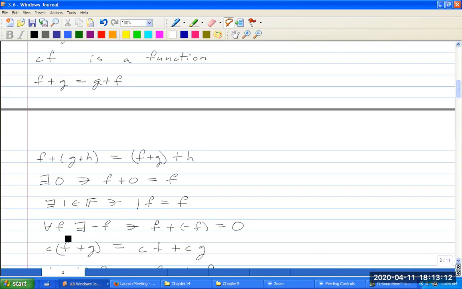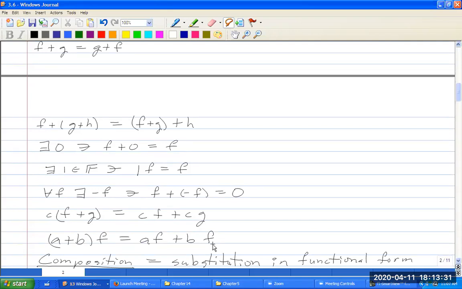C times the quantity F plus G is the same as C times F plus C times G. This is the fact that scalar multiplication distributes over vector addition. Next, A plus B times F is the same as A times F plus B times F. So this is the distributive property stating that scalar multiplication distributes over scalar addition.